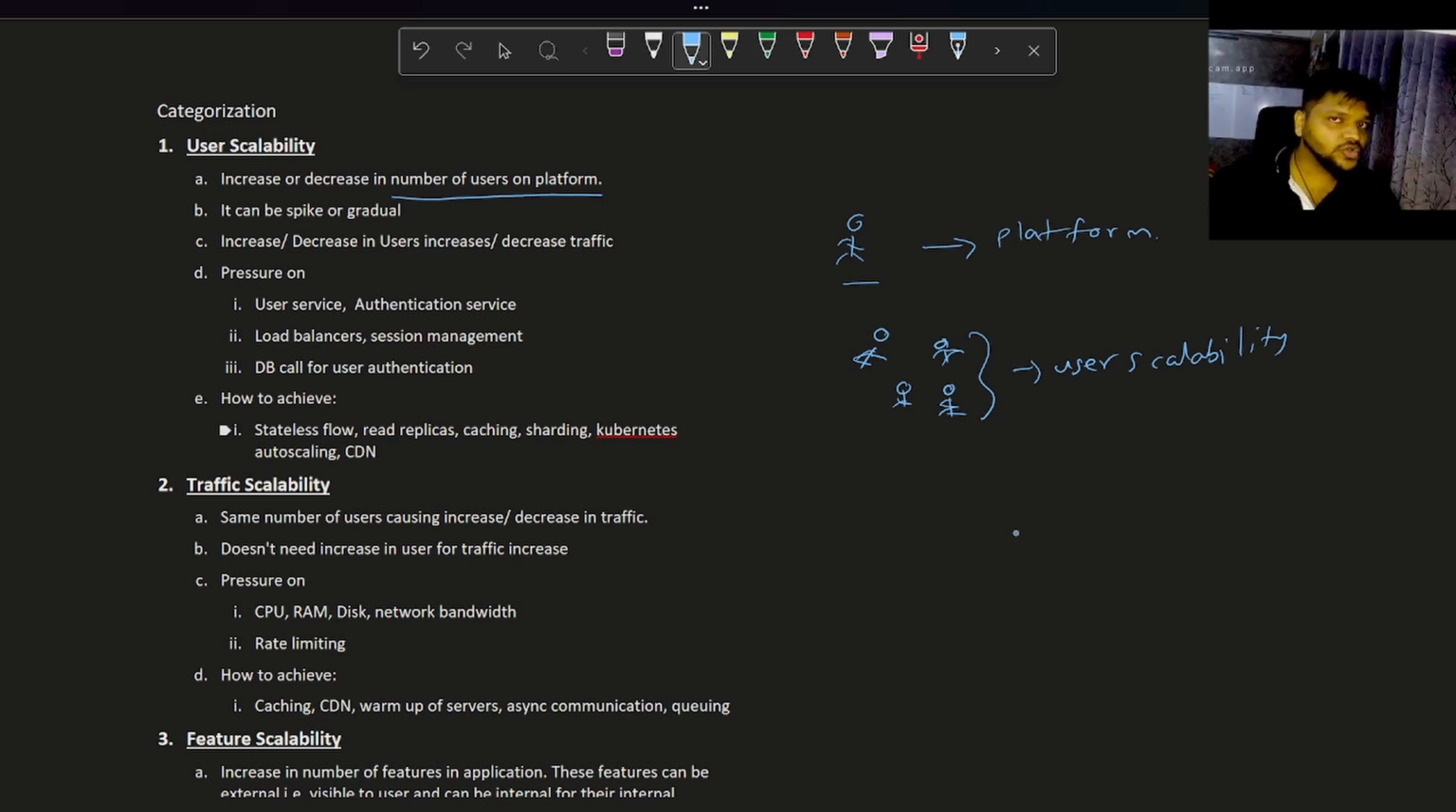Have Kubernetes auto scaling, because these are the services which are going to be under stress, and if more users are coming, there are more requests for authentication and user service. So auto scaling of this particular service is very much important. This is about the user scaling.